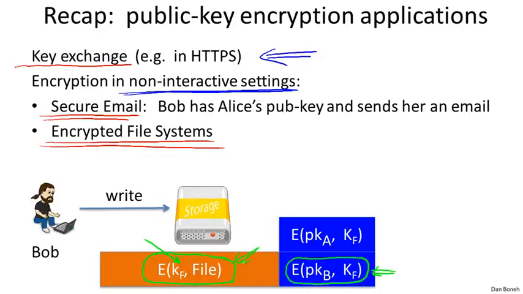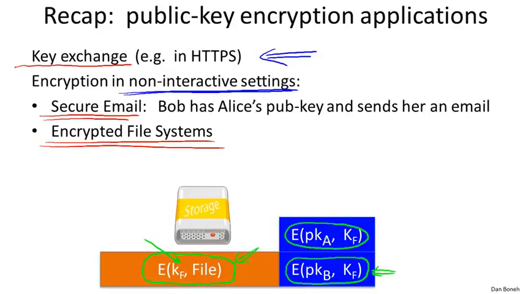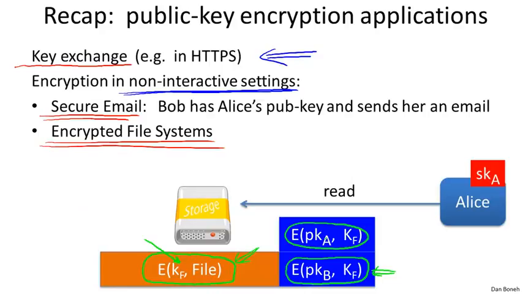However, if Bob now wants to also give access to Alice to this file, what he'll do is he'll go ahead and in addition, he'll also include in the file header an encryption of K sub f under Alice's public key. Okay, so notice that there was no interaction here. All Bob knows is Alice's public key, and yet he was able to make the file accessible to Alice at a later time.